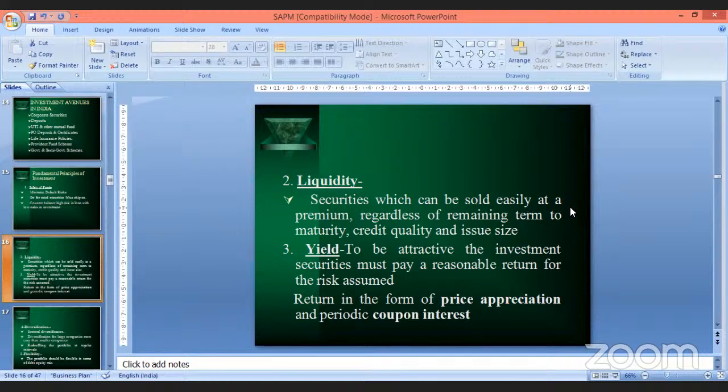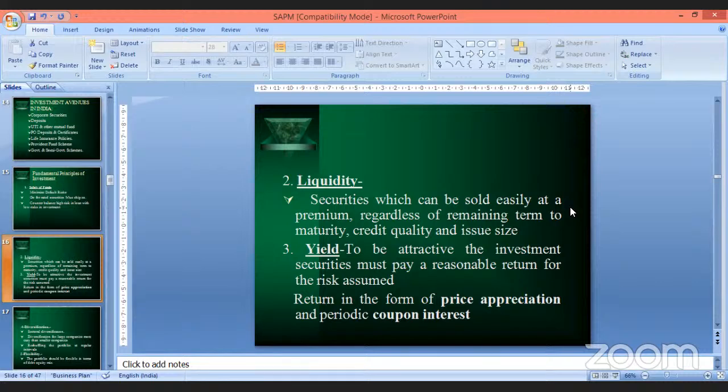Again, the next fundamental principle of investment is yield. Yield means return. To be attractive, the investment securities must pay a reasonable return for the risk assumed. In our last class, we already discussed that whenever we go for any kind of investment, our expectation is to get a return, and side by side, we must assume some amount of risk. Yes or no?